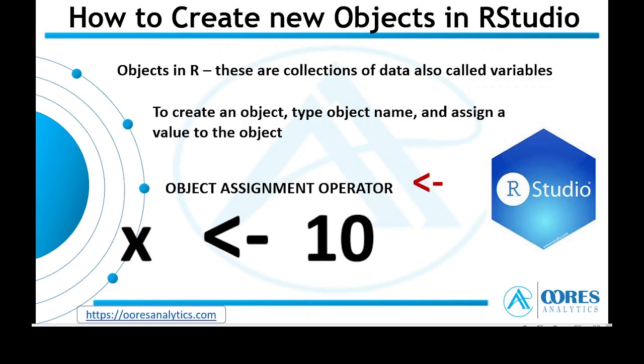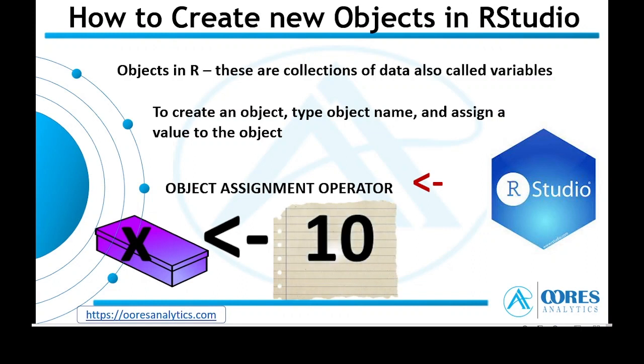Now you can think of an object in R as a shoebox with a name. As seen in this slide, the name of the shoebox is X. And you can imagine that it's holding a scrap of paper with the number 10 on it. Now let's create a few objects in RStudio.